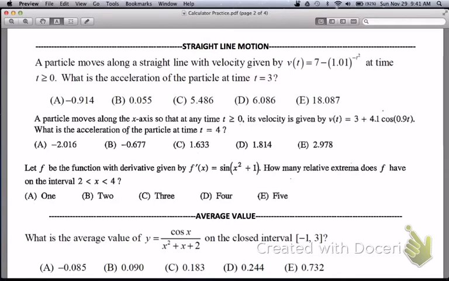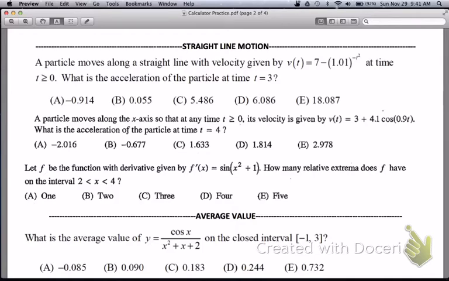Straight line motion. It says a particle moves along a straight line with velocity given by this function at time t greater than 0. What is the acceleration of the particle at time t equals 3? I know that the acceleration of a particle is the second derivative of the original function, but if I'm given the velocity, it's the first derivative of the velocity. So essentially they're giving me the velocity function, and they're asking me the acceleration at a specific time.